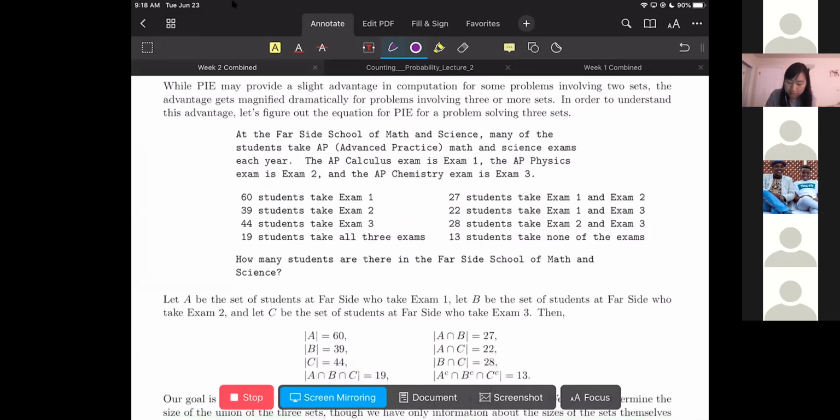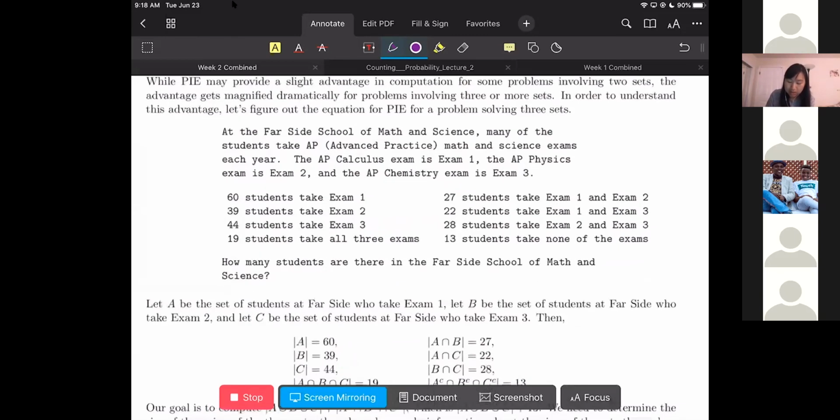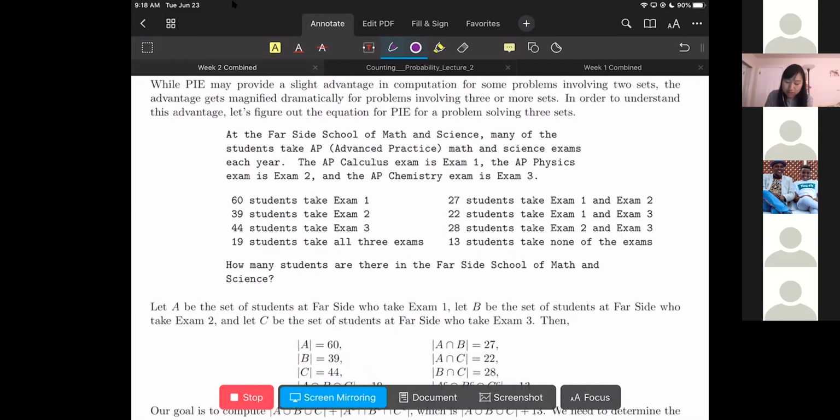Here we have some numbers. 60 students take exam 1, 39 students take exam 2, 44 students take exam 3, 27 students take exam 1 and 2, 22 take exam 1 and 3, 28 take exam 2 and 3, 19 take all 3 exams, and 13 students take none of the exams. And then how many students are there at the whole school?